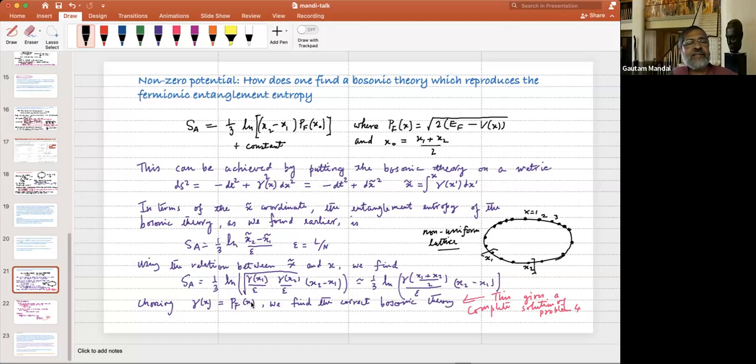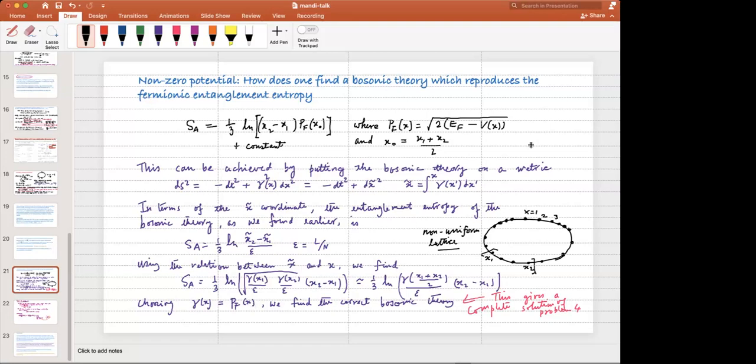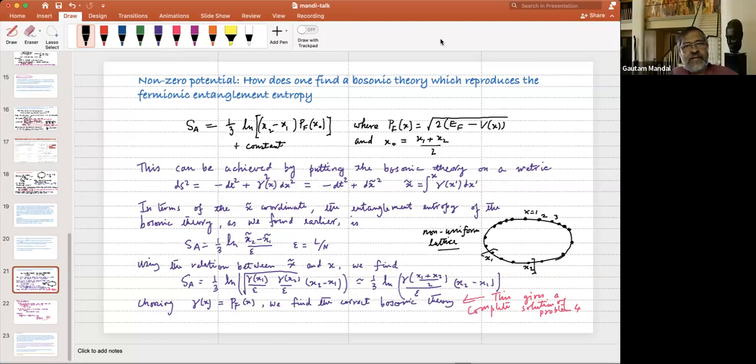Okay, why? Sorry, shouldn't you be using different mode functions when you have a potential? I mean, rather than e to the ikx, why are you changing the metric? That's a good point.